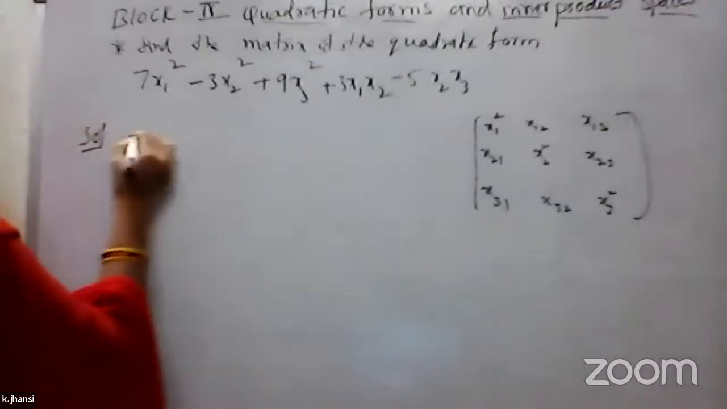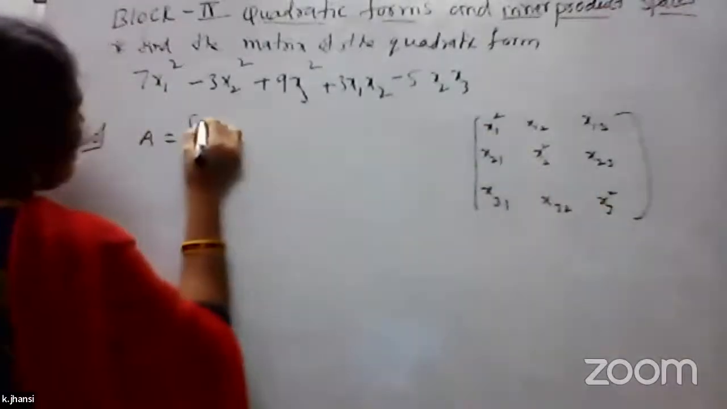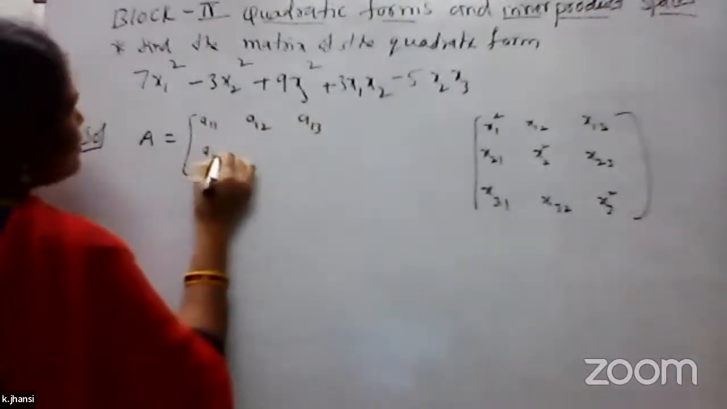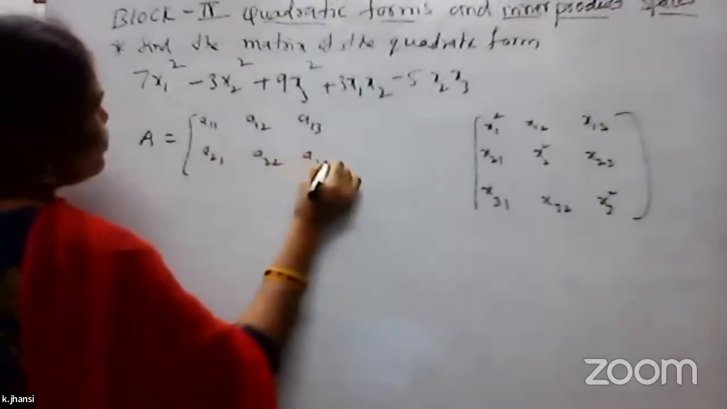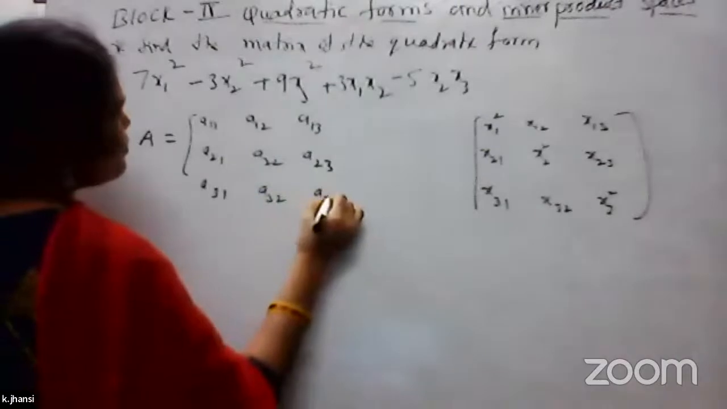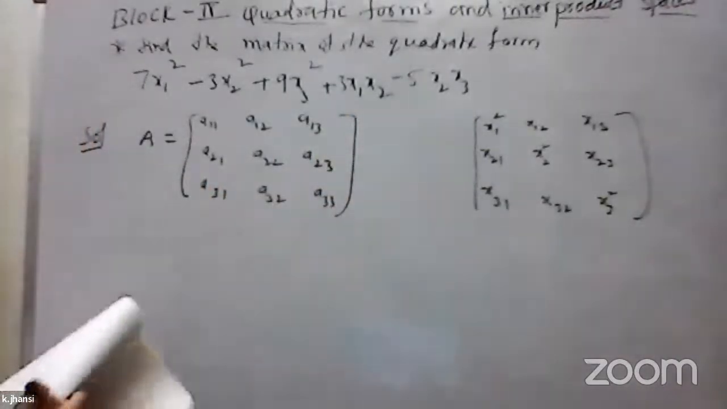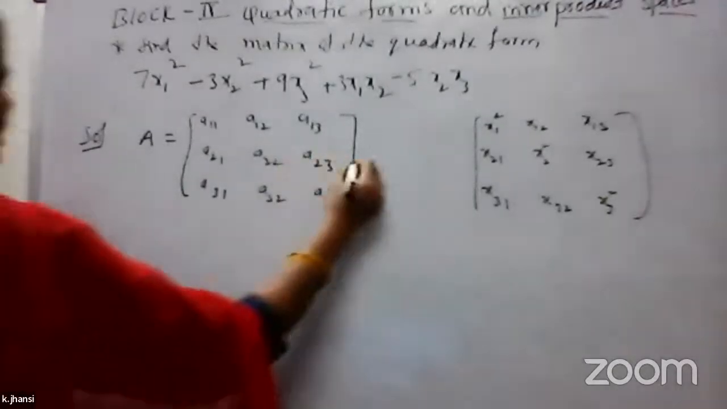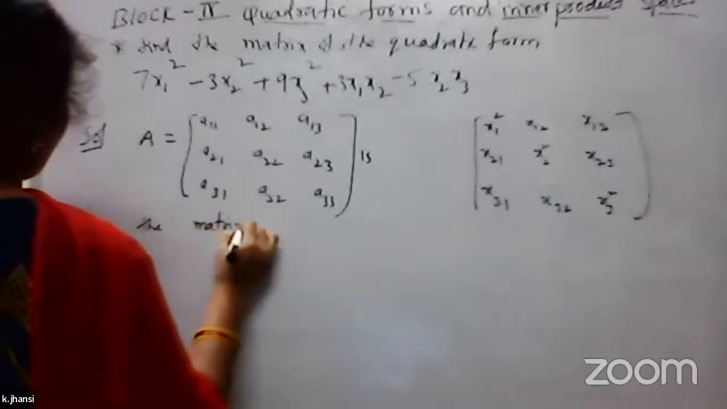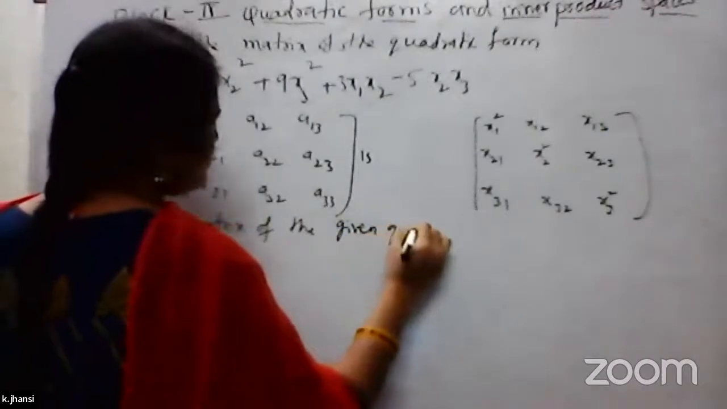So if you take A is any matrix, either you can write like this x1, x2, or you can write A11, A12, A13, A21, A22, A23, A31, A32, A33. Okay, like this matrix. If you write that or this, it is the same one. Okay, is the matrix of the given quadratic form.